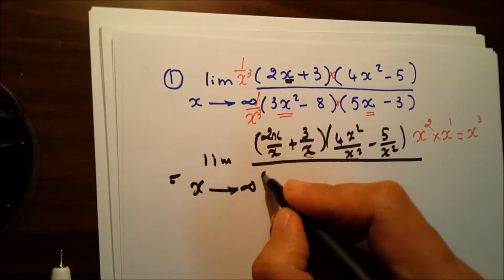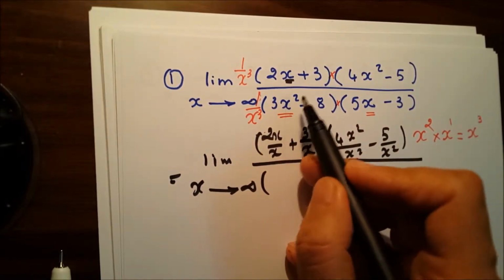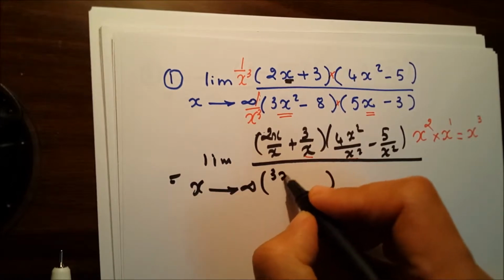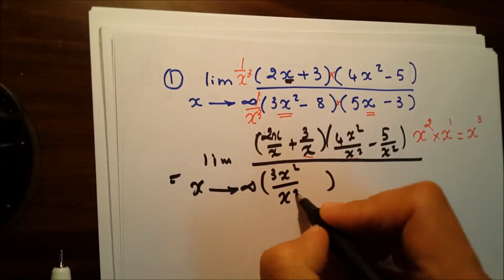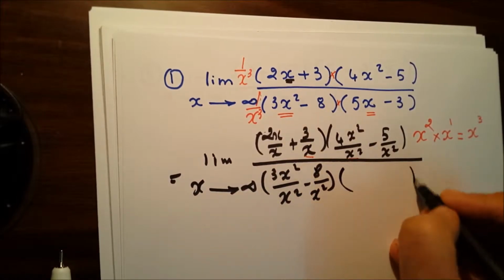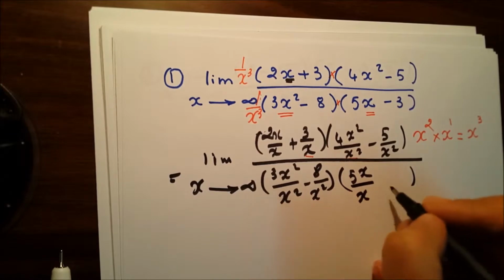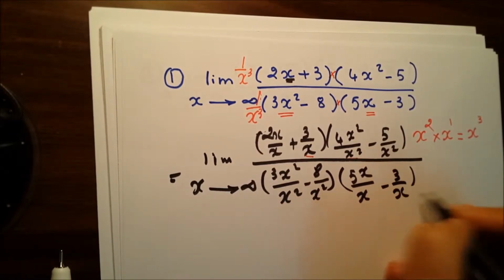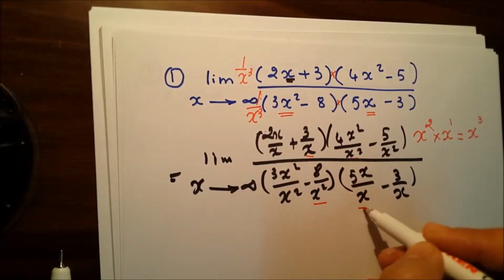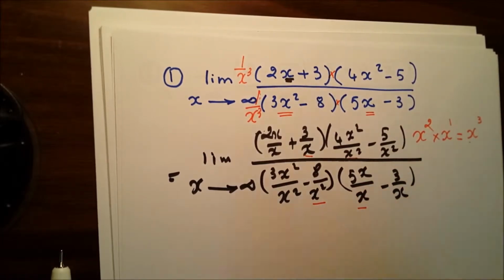Same thing for the denominator, but let's start with the power of 2, because the first term has power of 2. So 3x squared divided by x squared minus 8 over x squared, and here 5x over, now divide by x, and minus 3 over x. Now x squared times x to be x to the power 3. Let's simplify.